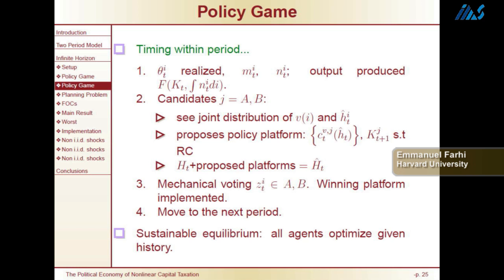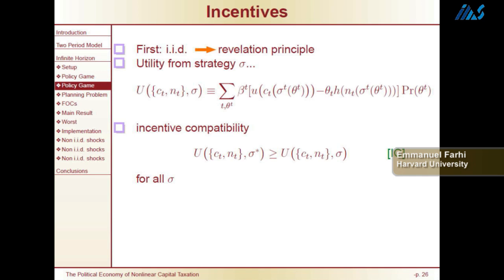So then agents are going to vote on these two platforms, depending on which one gives them the highest utility, and the winning platform is going to be implemented, and then we move to the next period. And the sustainable equilibrium is just going to say that all agents optimize given their history. So you see that there's a timing assumption here that is not the same as in the two-period model. Agents produce first and vote then. It's not completely innocuous. It makes the model a lot more tractable for us. We can talk a bit about what happens if I make a more symmetric timing assumption later. So first, I want to avoid those issues about the revelation principle not holding, and then I'll return to it.